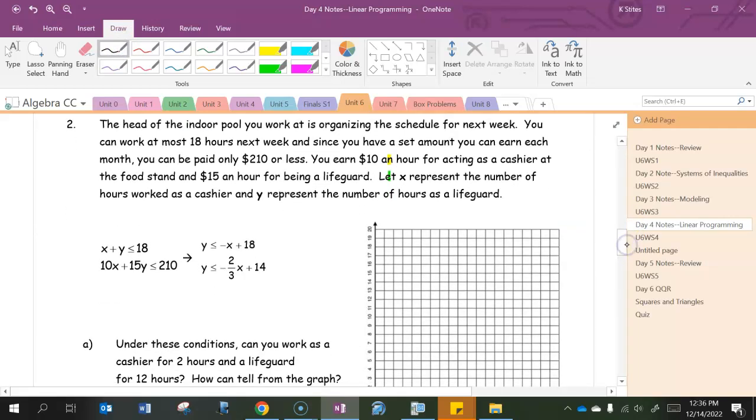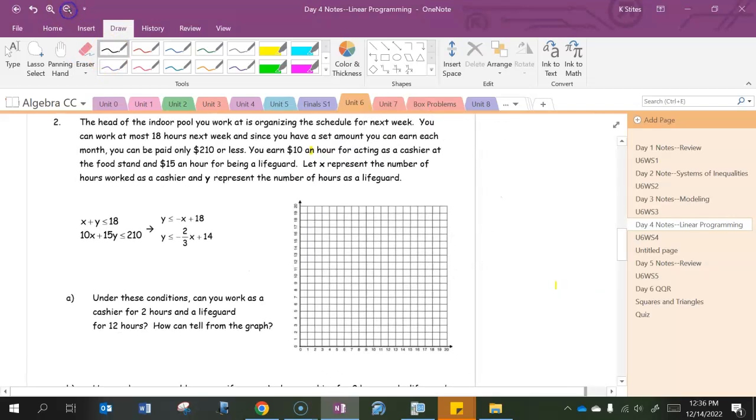All right, so now we're going to put it all together. We are going to graph, and we are going to answer questions as well. The head of the indoor pool you work at is organizing the schedule for next week. You can work at most 18 hours, and since you have a set amount you can earn each month, you can be paid only $210 or less. You earn $10 an hour for acting as a cashier at the food stand and $15 an hour for being a lifeguard. Let X represent the number of hours working as a cashier.